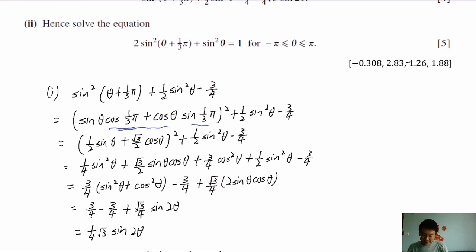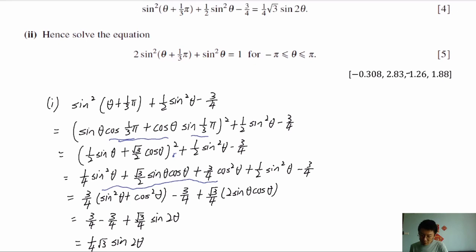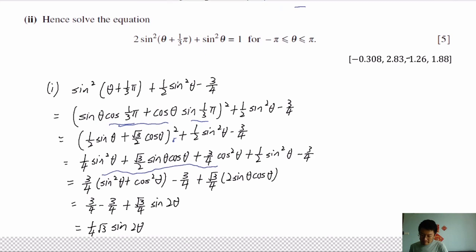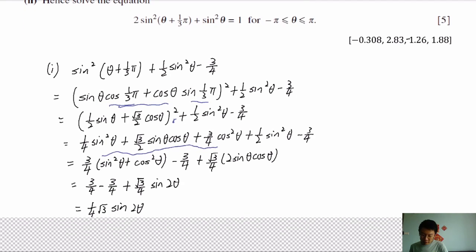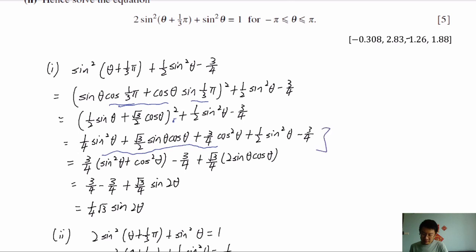So square this. Remember we still have to square this, then we will get a nice expression. We have got this nice expression after we square that, and the rest, especially the negative 3/4, we'll just keep it. Now, what we want to prove involves sine 2 theta. So before we can do that, from this step we have to tidy up until we get this one.